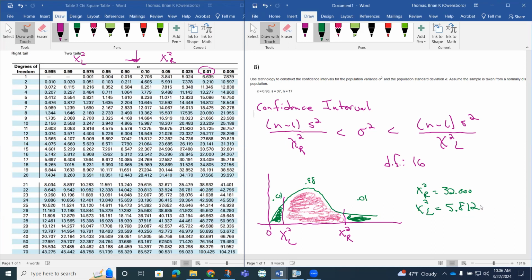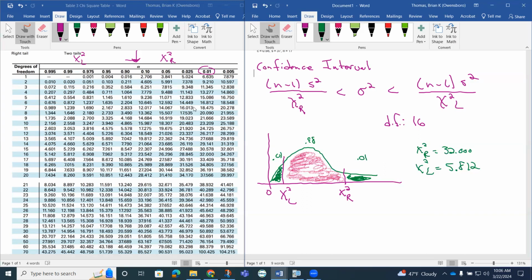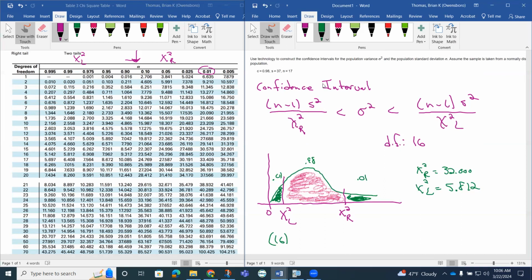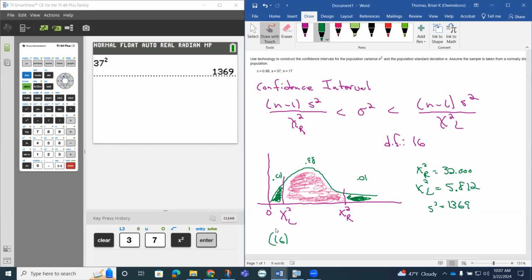So what I can now do is build my confidence interval using this information. We pick up that the degrees of freedom is 16. But notice how this is variance, and up here, they gave us standard deviation. So I still have to figure out what S squared is. So it looks like I'm done with this table. Got all I need out of this table. Let's switch over to the calculator. If we do 37 squared, that'll give us the variance for the sample, this 1369. So I could put that into my formula, 1369 here.